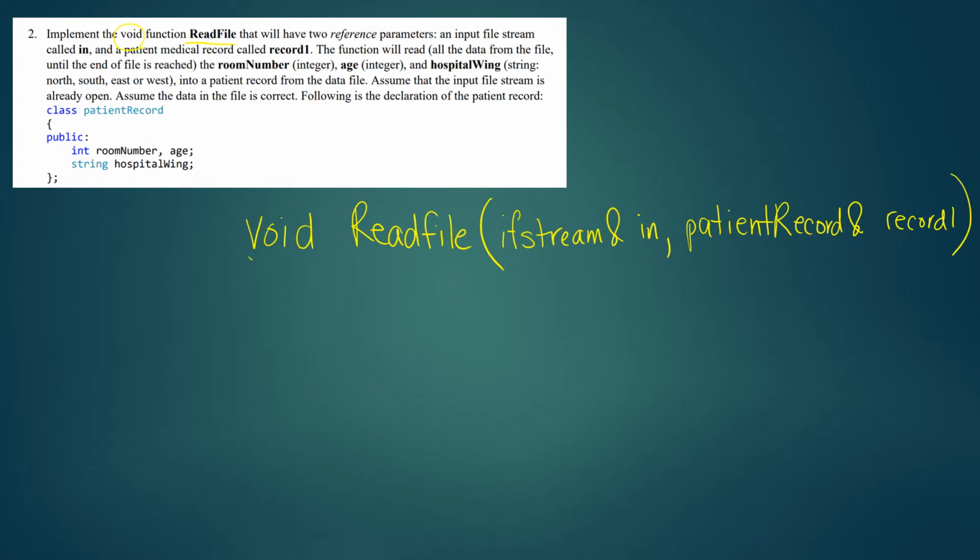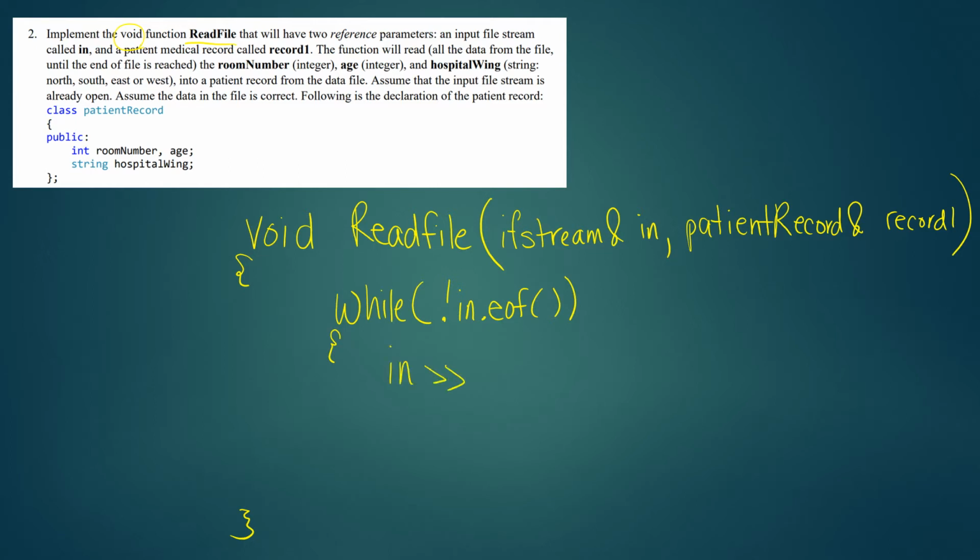This is a function definition, so it's a block of code. Inside the function, you're going to read into the member variables of record1 from the file until you reach the end of the file. So you can use a while loop, and you would use not in dot end of file function. That's a member function. And then you would just use it just like you're using cin.